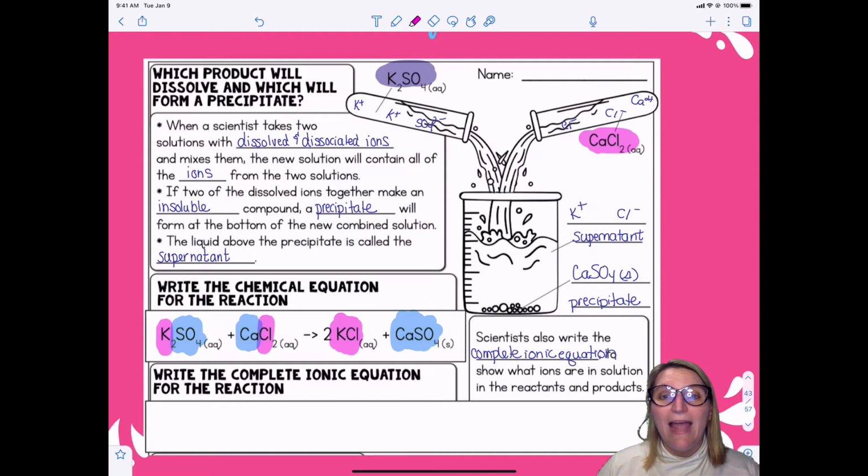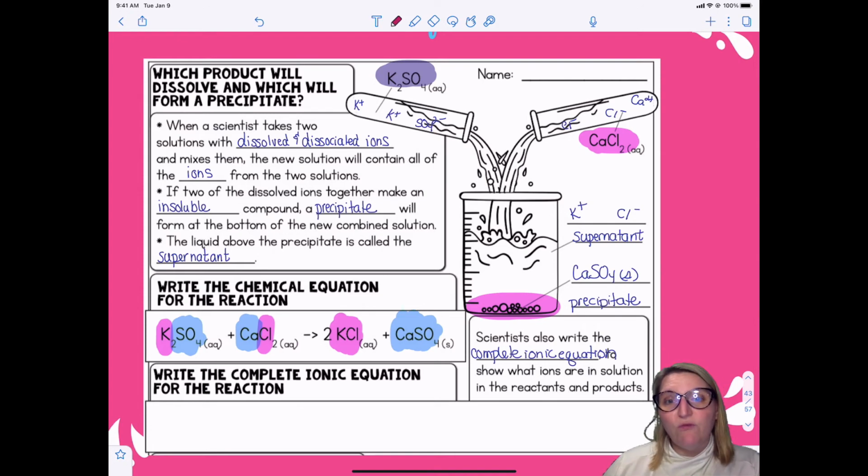So I drew them actually dissociated, because when it says aqueous, we know that ionic compounds in aqueous solution are not together, they are dissociated. And then when we mix them together, look at what happens. The K plus and the Cl minus are still floating around in what we call the supernatant, but the calcium and the sulfate have come together to form this ionic compound down there that's solid. So you can see it actually starting to pile up on the bottom of the beaker, and that is the precipitate.